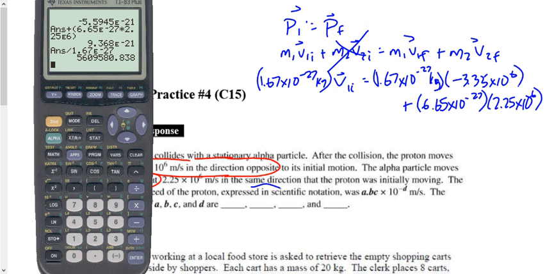And I end up getting 5.61, 5609, or 5.61 times 10 to the, I believe it's 6.